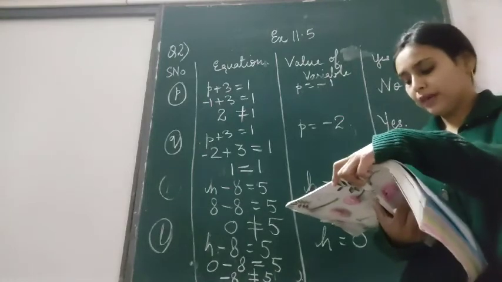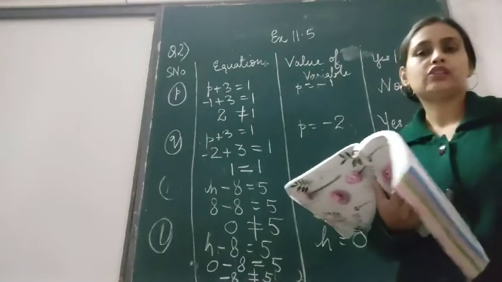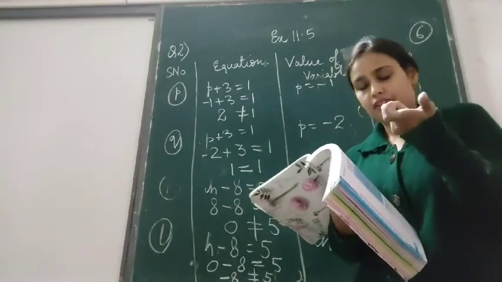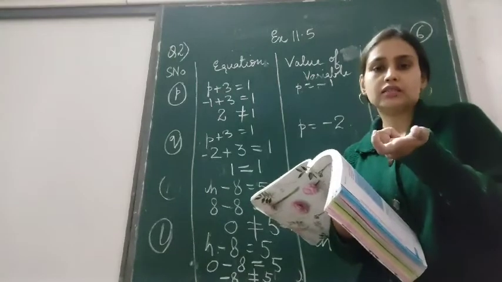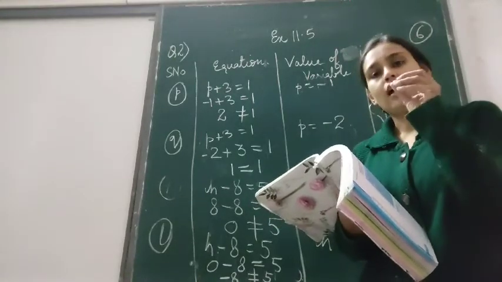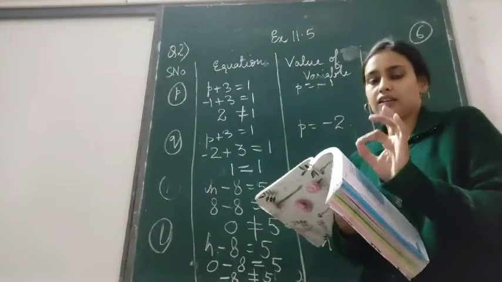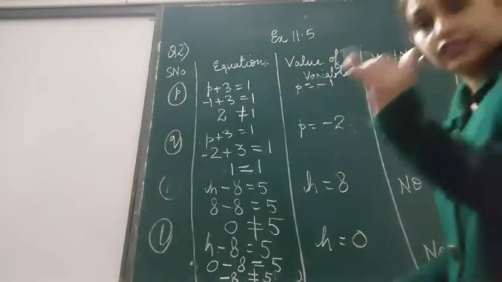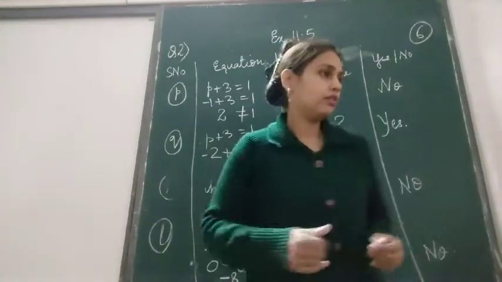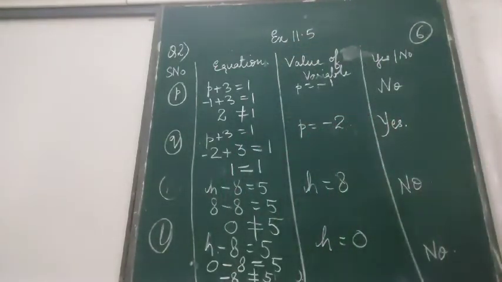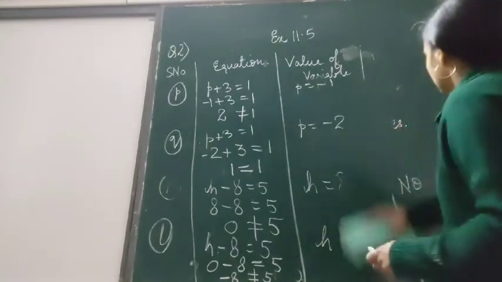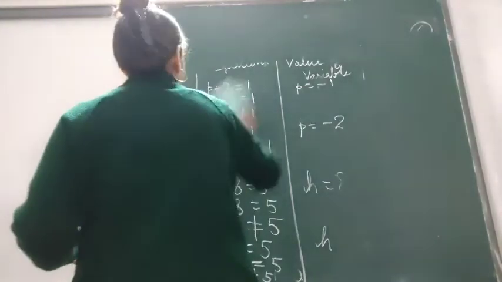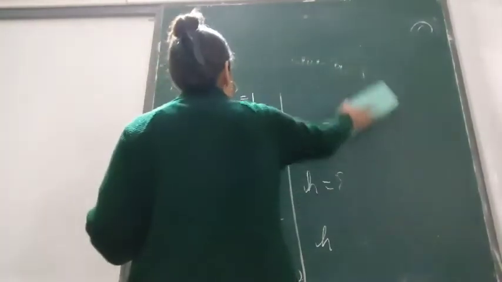Question number 3, pick out the solution from the values. That means options are given. We have to find out which is the correct answer, that means which one is satisfying the condition of the equation. Which condition is satisfying the equation actually, okay? So there will be a little bit of rough work, children. You can do it at the side.